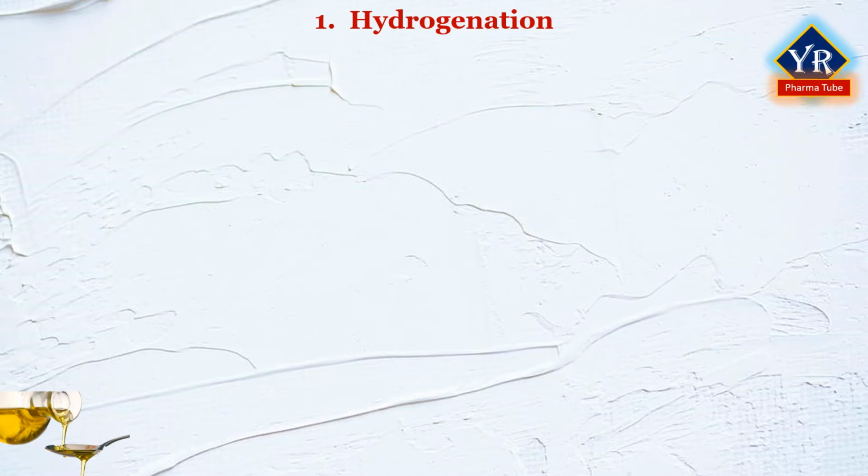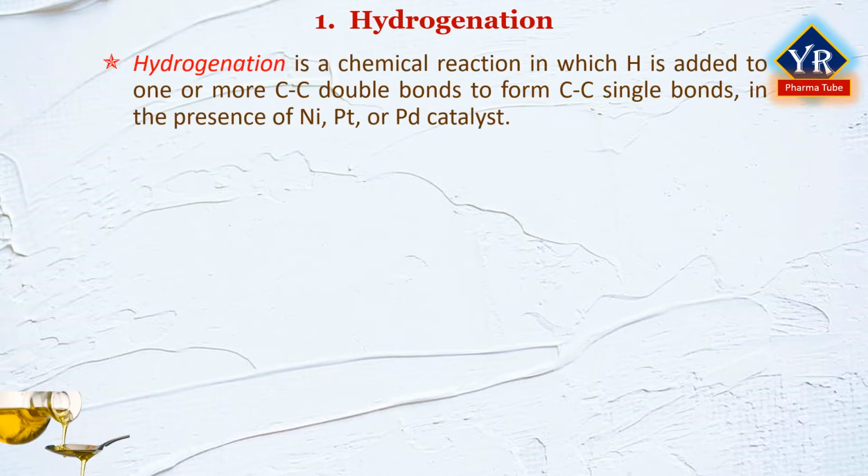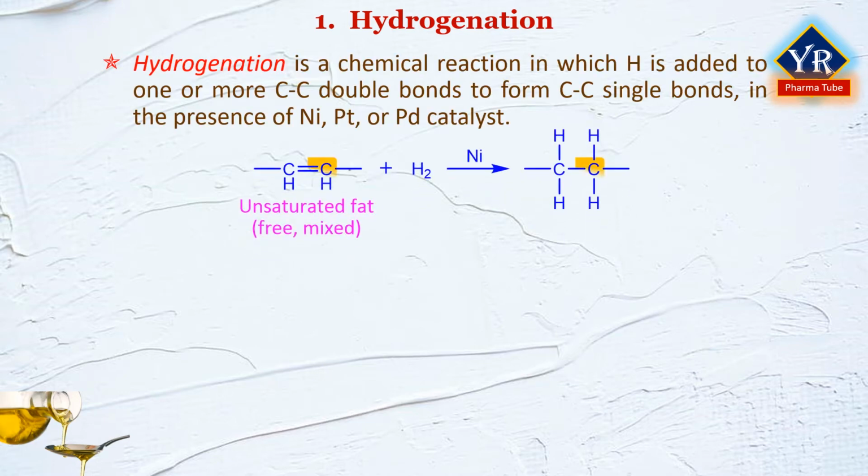Hydrogenation reaction. Hydrogenation is a process of adding hydrogens to a molecule. In the hydrogenation of an unsaturated fat, either free or combined fat, hydrogens are added to one or more carbon-carbon double bonds to form carbon-carbon single bonds. With this change, there is a corresponding increase in the melting point of the substance.